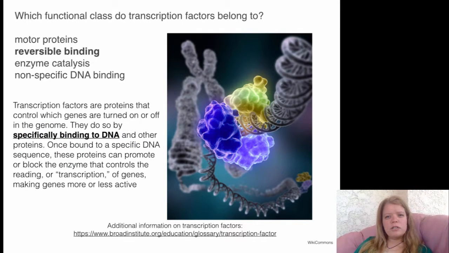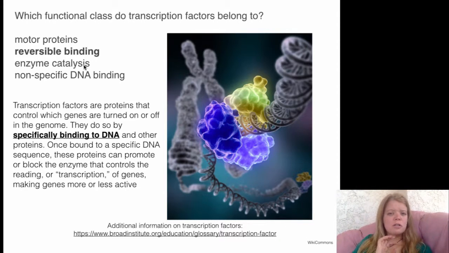Another question that a lot of you guys did not get was the question about transcription factors and which functional class they belong to. The options were motor proteins, reversible binding, enzyme catalysis, and non-specific DNA binding. A lot of people for some reason chose enzyme catalysis. So transcription factors are binding proteins. That's their function. Remember how there's three protein functions? Receptor ligand binding, or reversible binding, enzymatic or catalytic function, and motor protein function. And motor protein combines these two preceding functions.